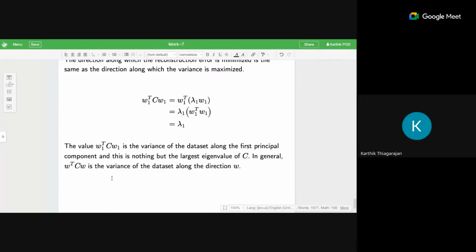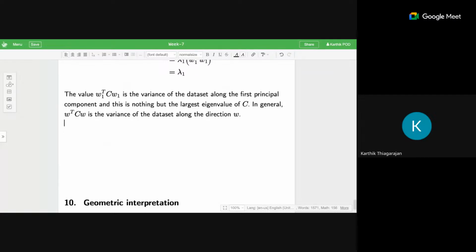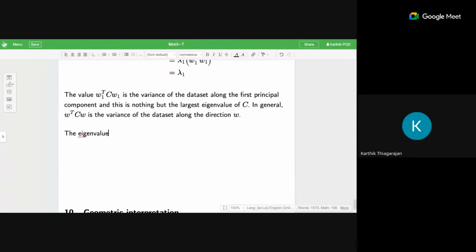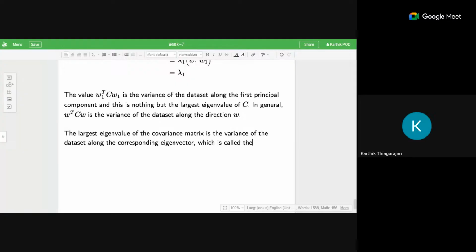Okay, so the eigenvectors and eigenvalues of the covariance matrix have a very nice interpretation. The largest eigenvalue of the covariance matrix is the variance of the data set along the corresponding eigenvector, which is called the, what is this eigenvector called?